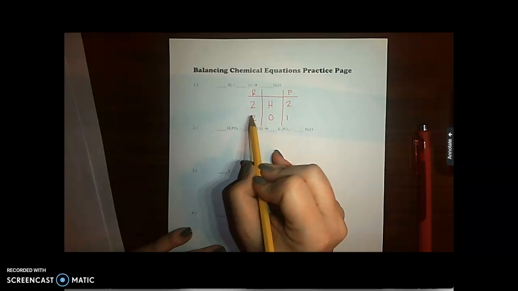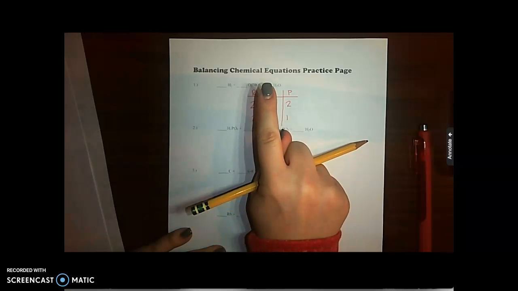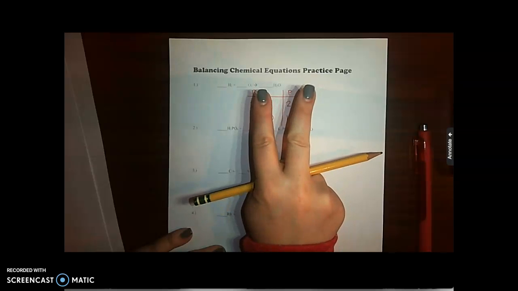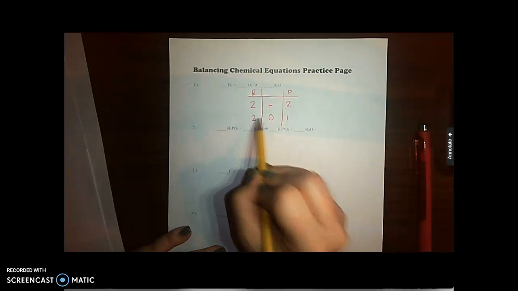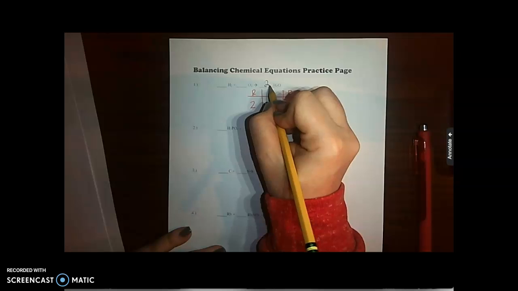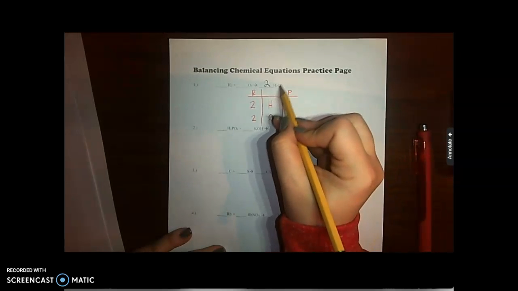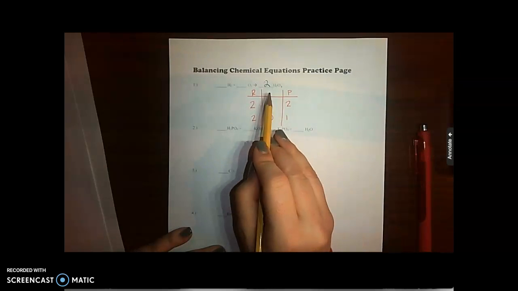So the lowest number that we could make both of these, do they both go into 1? No. Can they both go into 2? Yes. So we can make this 1 into 2 by multiplying it by 2. Now, that doesn't just change my oxygens. Now, remember, when you don't have a number, it's a 1.